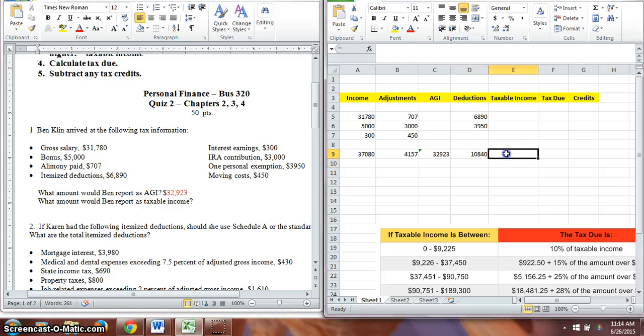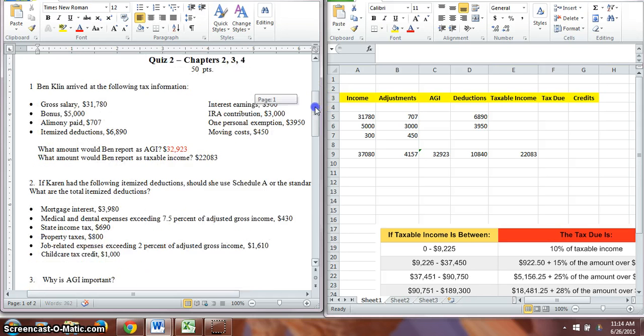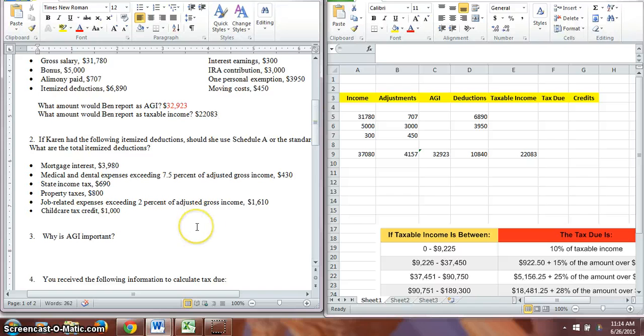10,840. So now my taxable income is going to be my AGI, subtract all my deductions and exemptions, and there's my taxable income. Let's go over here, 22,083. Done with that problem. Moving on to problem number 2.